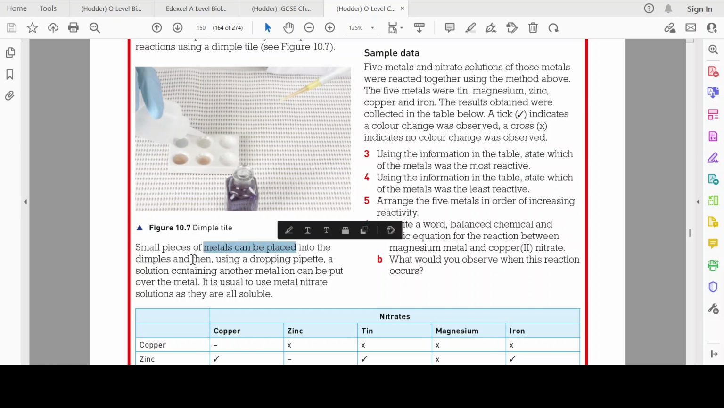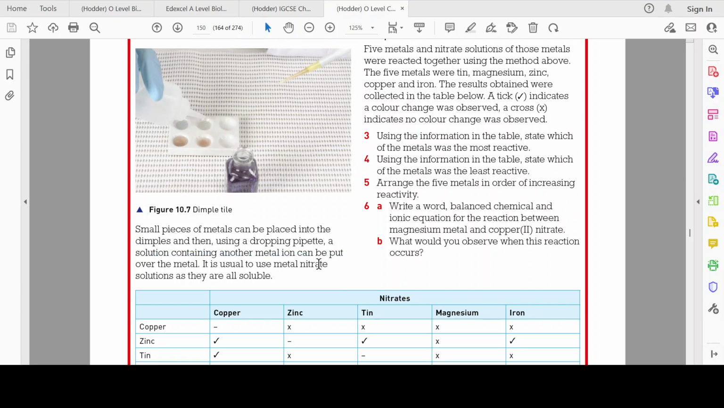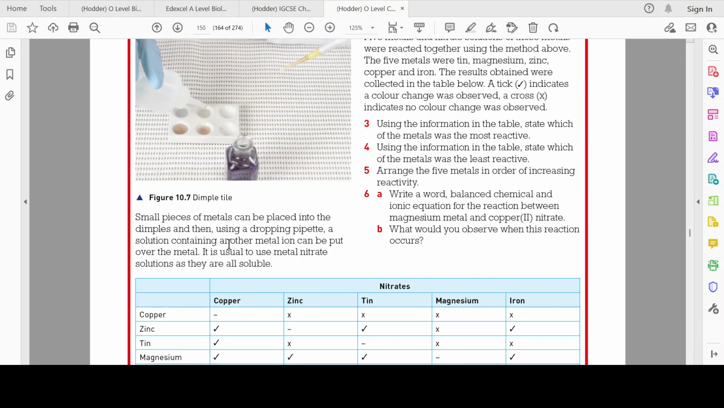And using a pipette, that over there is a pipette, you're going to add solutions containing metal nitrates, and then see whether a reaction happens. It is usual to use metal nitrate solutions as they're all soluble, so you can use them in aqueous form, which is very convenient.